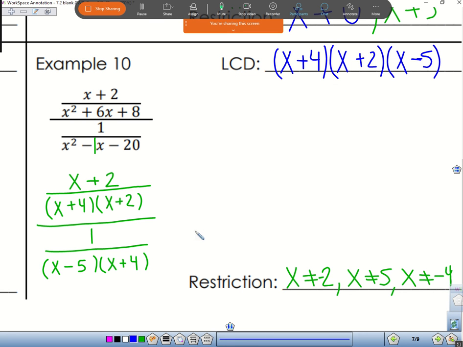So what we're going to do here is keep, change, flip, okay, for the fraction. So we keep our first fraction. Yeah, exactly. We're going to do that. We're going to keep our first fraction, and then we're going to change it to multiplication and flip our second fraction.